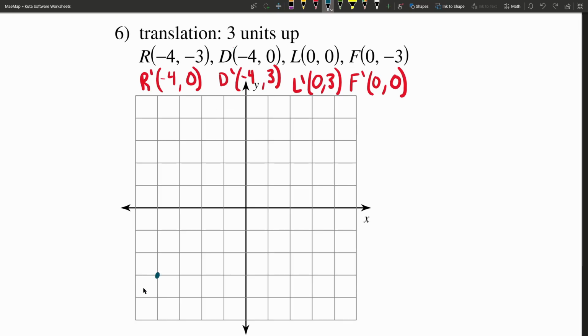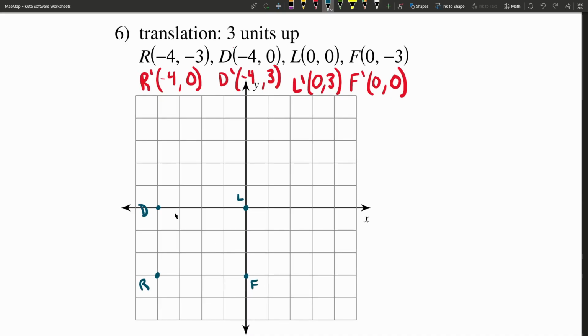R is going to be right here. D, -4, 0, moving -4 in the x and 0 in the y. We're going to get D here. L is at that center point, 0, 0, so fairly easy to graph. And then F is going to be 0, -3. So not changing the x, moving 3 down in the y to right here.